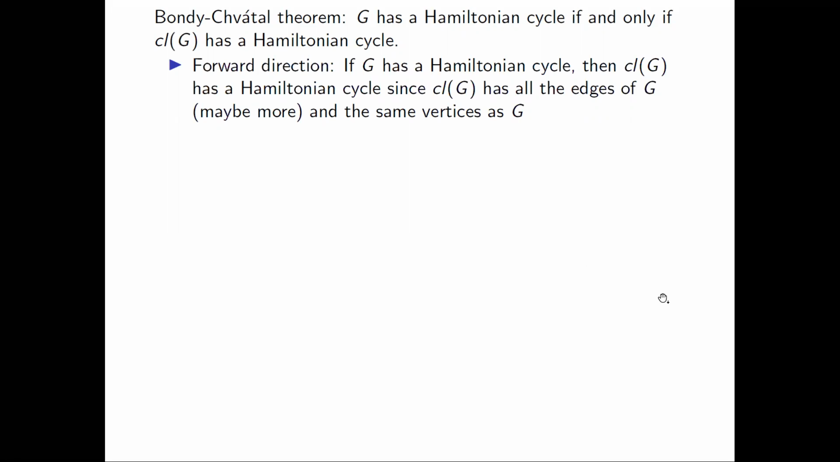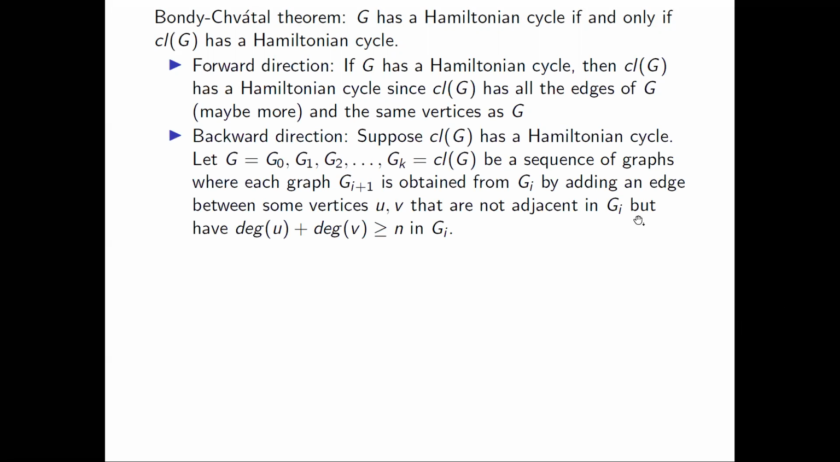Now we need to see why the implication goes backward. For the backward direction, we will suppose that the closure of G has a Hamiltonian cycle. Our goal here is to prove that G has a Hamiltonian cycle. Now we're going to take the closure process where we add these edges to G until we run out of non-adjacent pairs u, v where the sum of their degrees is at least n. And we take that sequence and label each graph in that sequence. So we started with G, and then we added an edge to G to get another graph. So we'll say G is G0, and then we add some edge to G0 to get G1, and then we add some edge to G1 to get G2, and we add some edge to G2 to get G3.